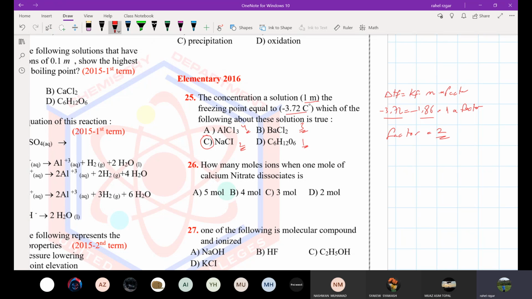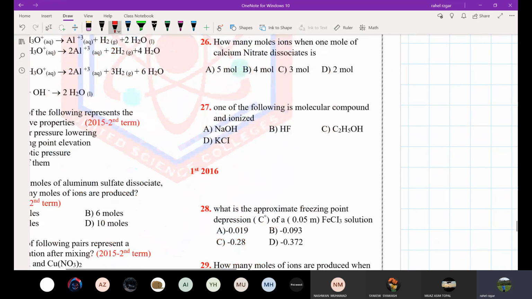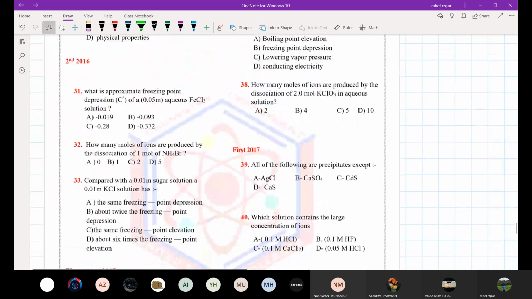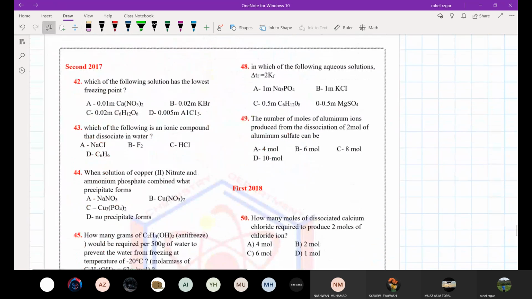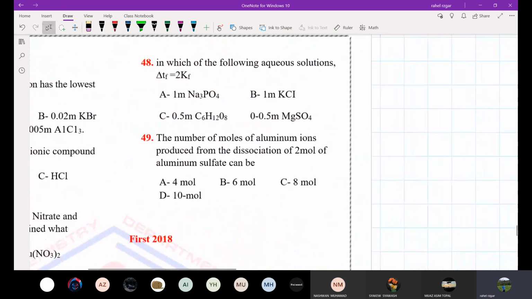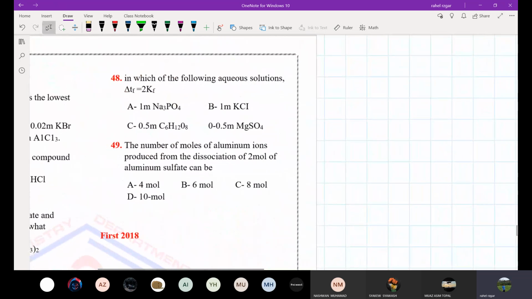Next question, go to page 64, question 48. Question 48. Look at this question. In these types of questions, where it says, in which of the following aqueous solutions delta Tf is equal to 2Kf?